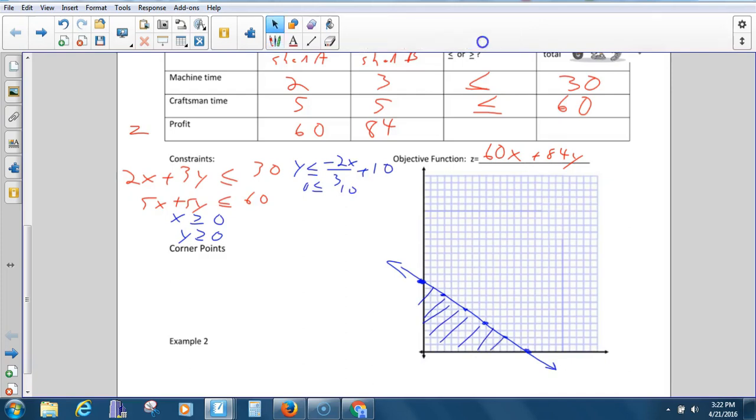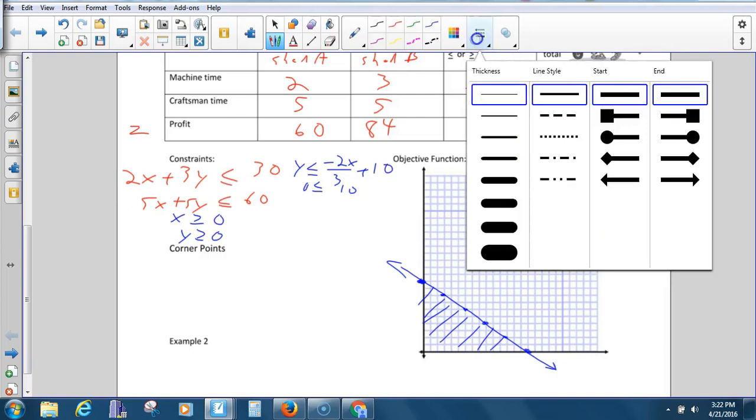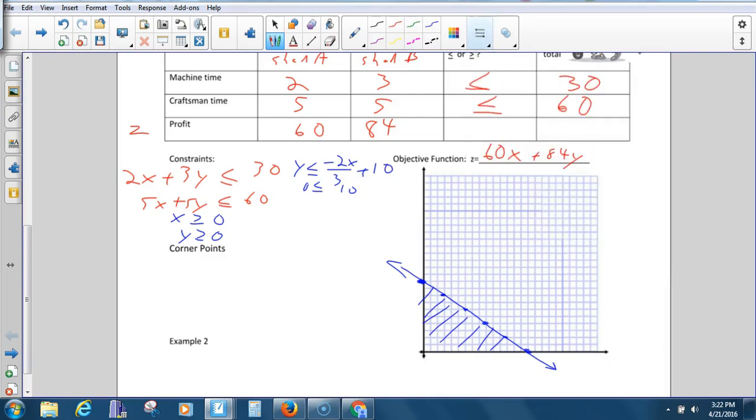Let's do our next one. Solve for y. I'm going to move the 5x over and divide by 5 in front of the y. So it's going to give me y is less than or equal to negative 5 divided by 5x plus 60 divided by 5, which is 12. Simplified, y is less than or equal to negative 1x plus 12.